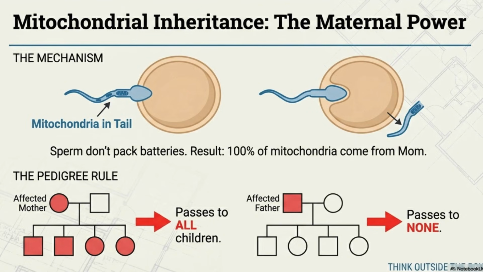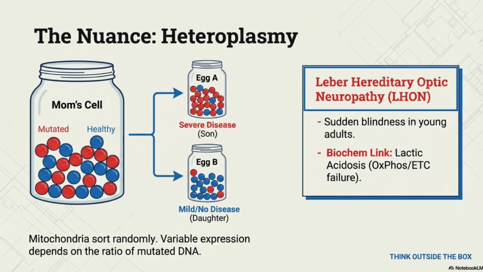The cheat code for pedigrees. As you know, if you see a chart where an affected mother passes it to all her children, the sons and daughters, and an affected father passes it to none of his children, the diagnosis is mitochondrial inheritance. Let's look at this concept, heteroplasmy.